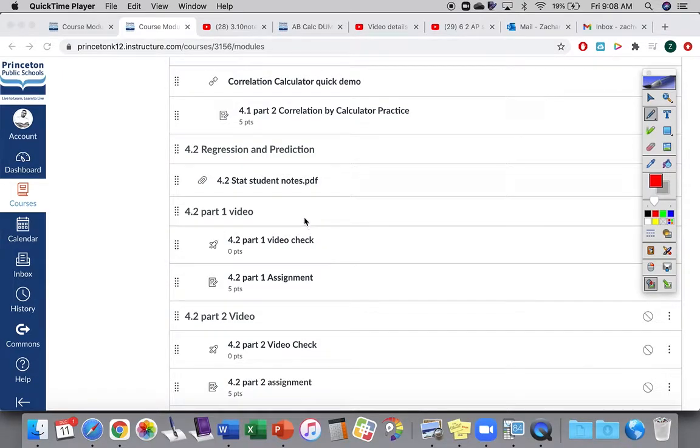All right, hello. Today we are going to start 4.2, which is titled Regression, which is line of best fit, and prediction on that line. To get started with today, make sure you are in the 4.2 student notes. If you can print them now, pause the video. If you want to just have them up, make sure they are up, but we are in the 4.2 student notes.